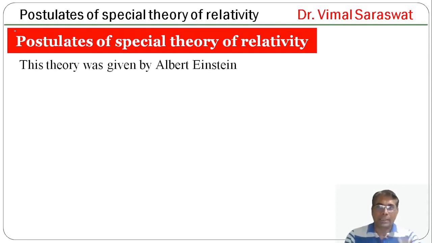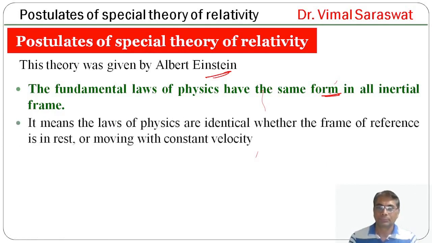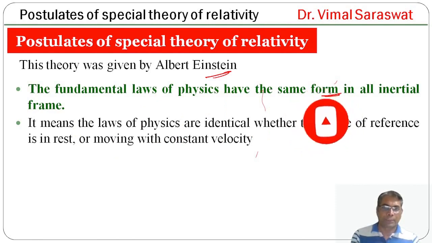This theory was given by Albert Einstein. According to it, the fundamental laws of physics have the same form in all inertial frames. It means if we move from one inertial frame to another inertial frame, the fundamental laws of physics do not change. The laws of physics are identical whether the frame of reference is at rest or moving with constant velocity.